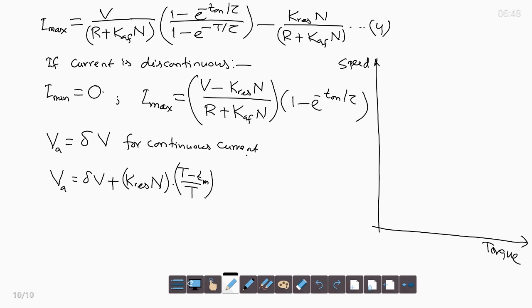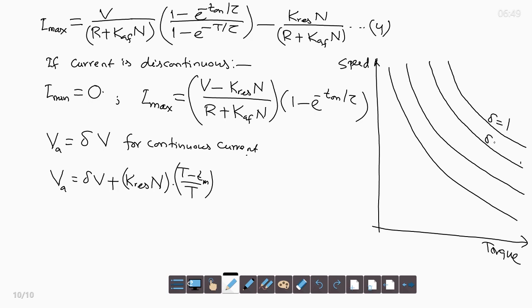So, V_A can be varied by varying the duty ratio delta. When delta is 1, output voltage is maximum. So, speed is given by a graph like this, which you have already derived. This is for delta equals 1 when the output voltage is maximum. As delta is reduced, the graphs will come down like this. So, you can say delta equals 0.8, delta equals 0.6, delta equals 0.4. So, these are the speed torque graphs for different values of duty ratio.